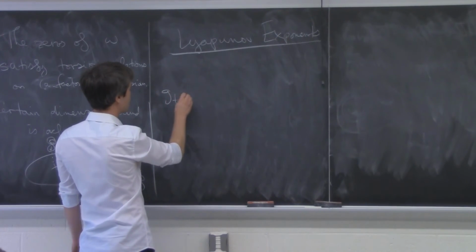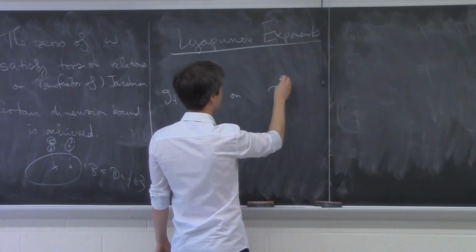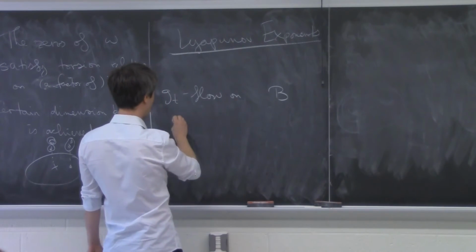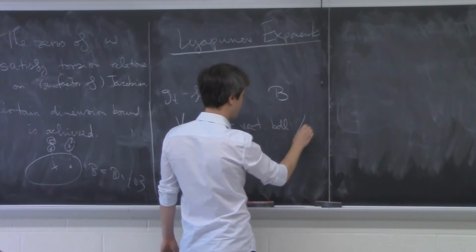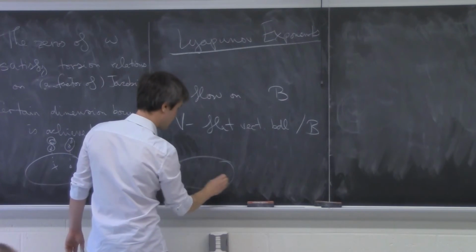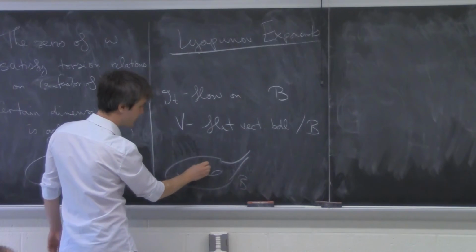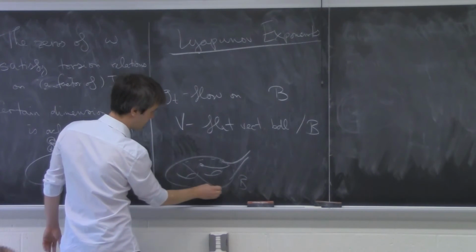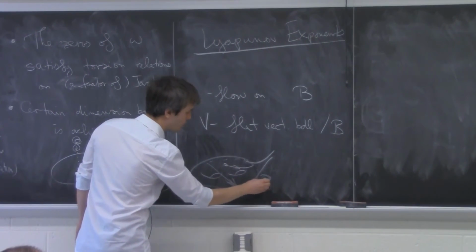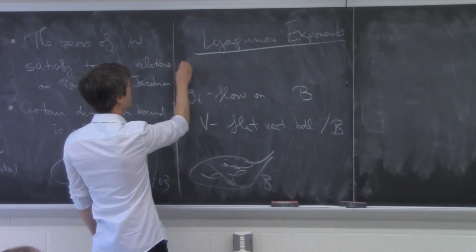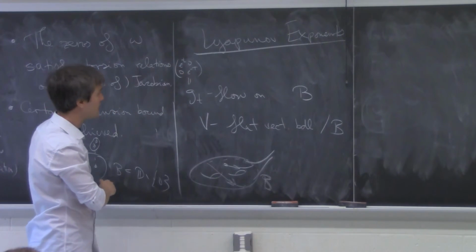So the general setup is this. Suppose you have a flow on some base B, and then you have V, some flat vector bundle over B. So here's your base. That doesn't have to be compact. And there's a way to flow in some complicated way. So typically g_t will be the diagonal subgroup inside GL_2(R). This is the kind of object you would want to study.